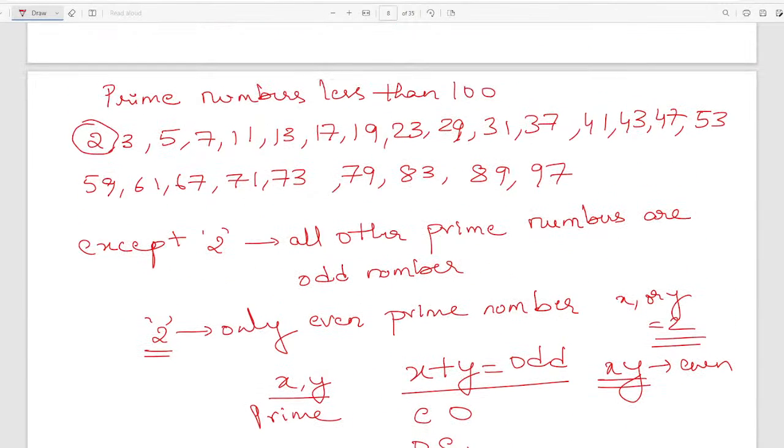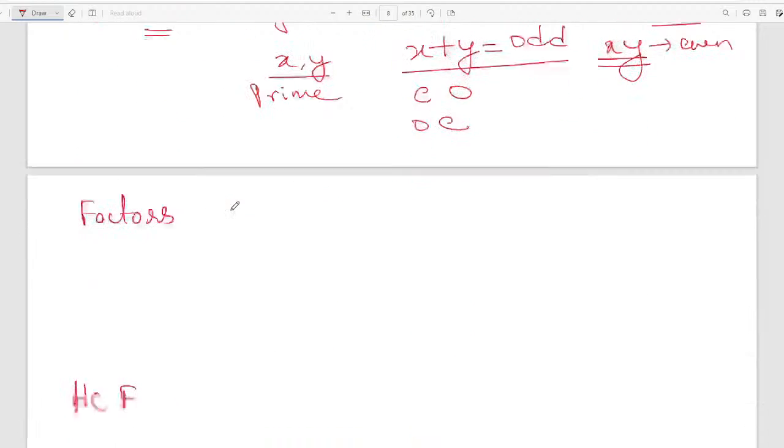And these are the prime numbers that are less than 100. And 2 is the least prime number, and also 2 is the only prime number that is even. Okay, so we'll move to the next part.